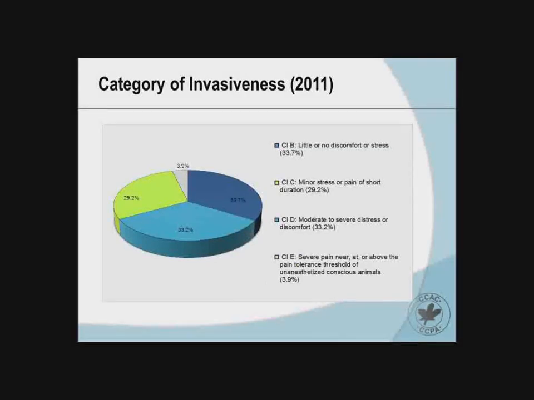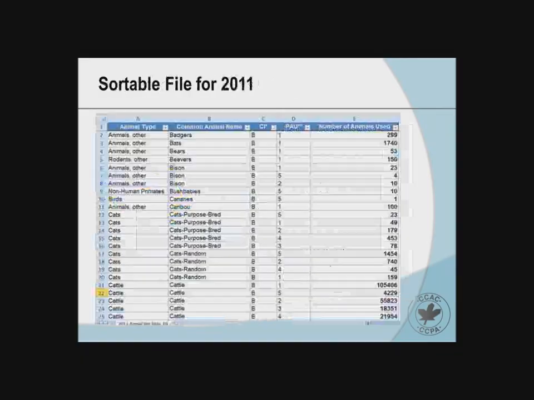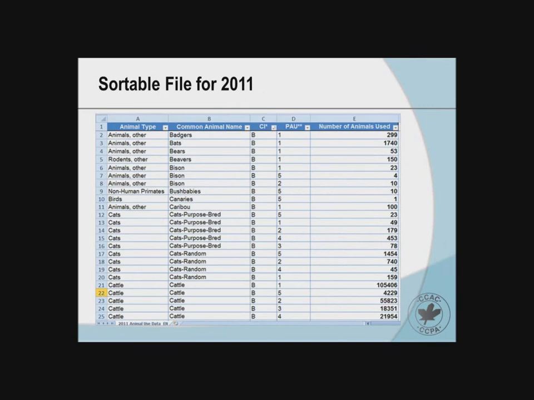And here is the chart of category of invasiveness. This chart shows the potential level of pain and distress experienced by animals in Canada in 2011. And you can see from this chart that in 2011, only 3.9% of animals were reported as having the potential to experience extreme pain and distress. Obviously, as I mentioned, this is the area of greatest concern to the public. And so it's also the area where CCAC puts a lot of emphasis in the implementation of the 3 R's.